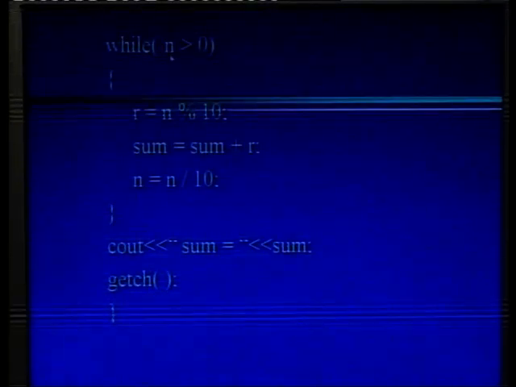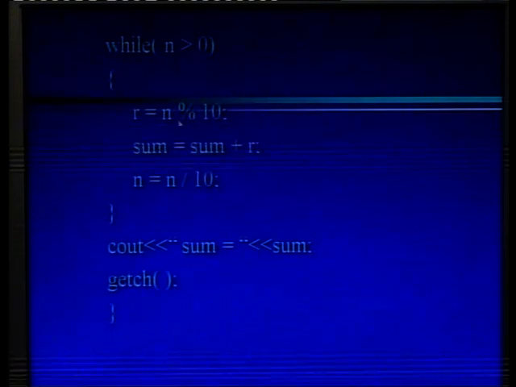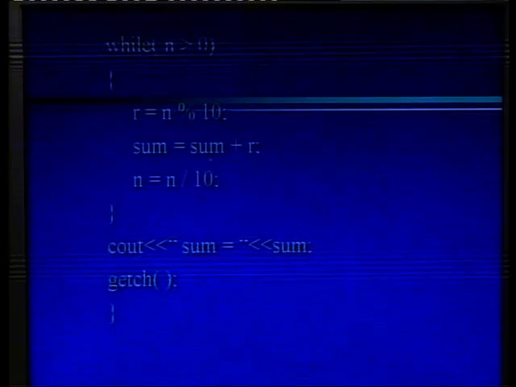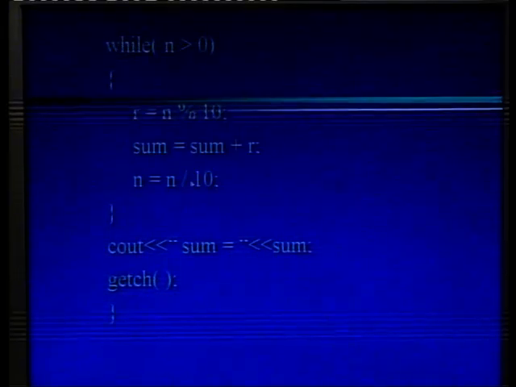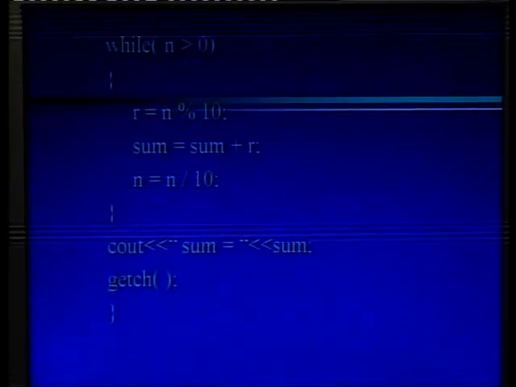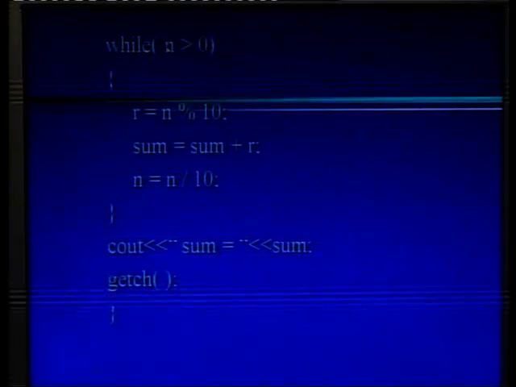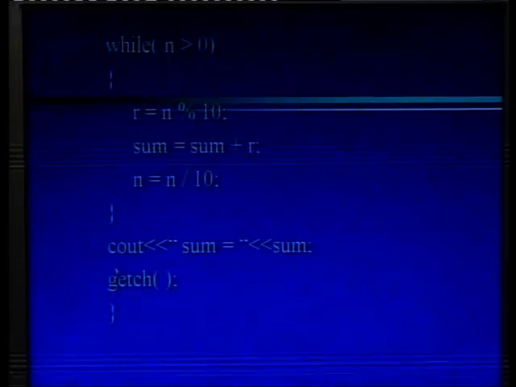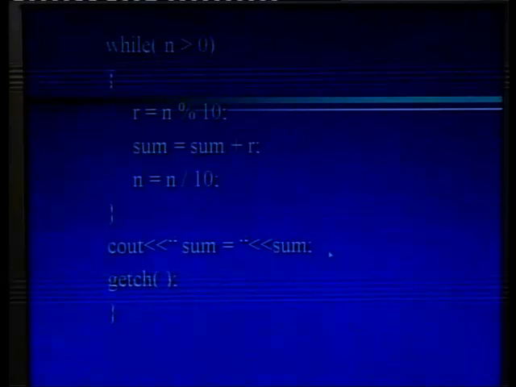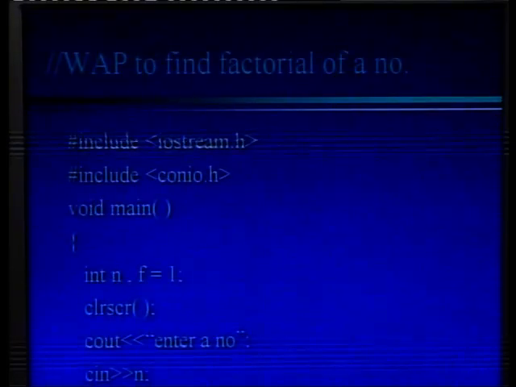So it will check while 1234 is greater than 0, the next value of remainder is 4, the next value of sum is 5 plus 4, 9, and the next value of n is 123. So these statements will repeat as long as this condition is true. When this condition becomes false, it comes out of the loop and prints sum is equal to its value. So this is how you can use the loop in a program.